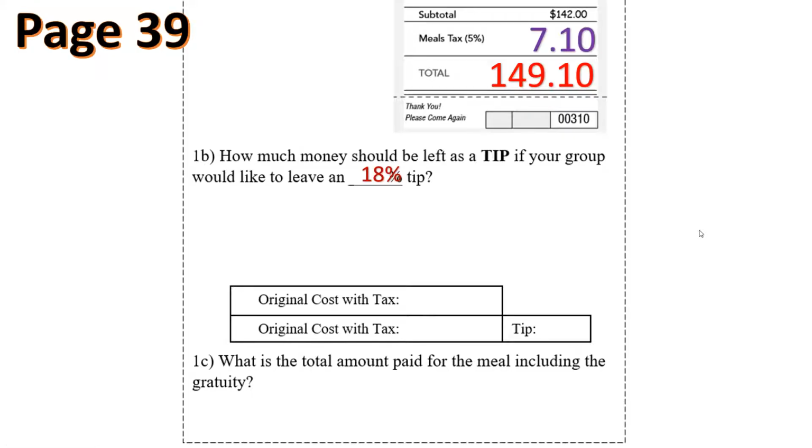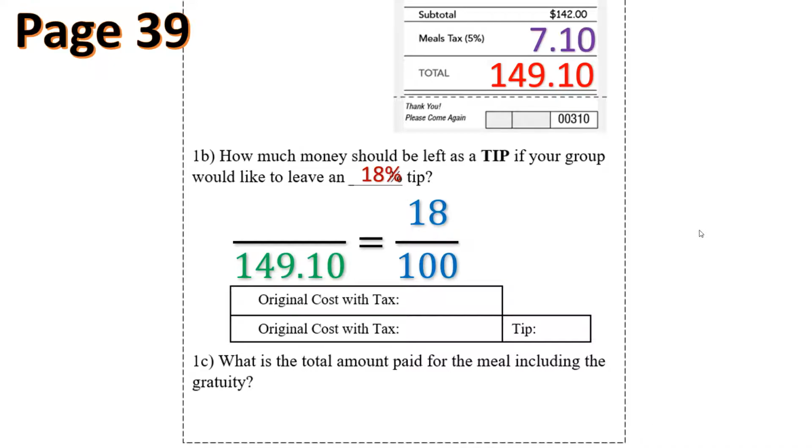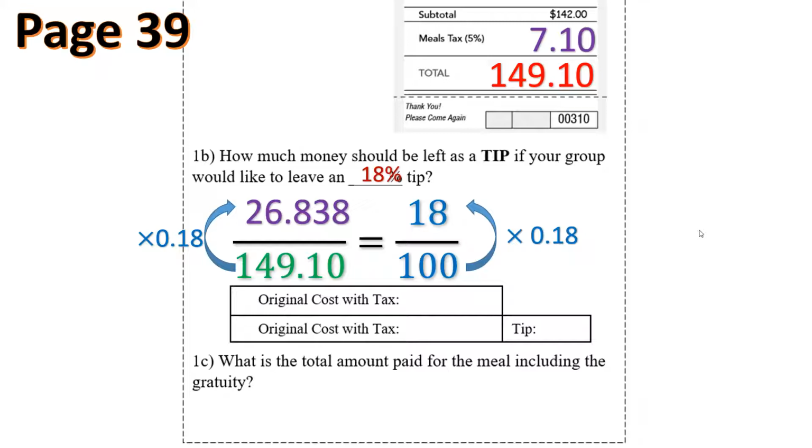So on this one, we're doing an 18% tip. So the total for the meal, we're going to use the total, not the subtotal. So $149.10. And an 18% tip, we're going to do times 0.18. 149.10 times 0.18 is 26.838. Now, this right here isn't money because we have too many decimal places.